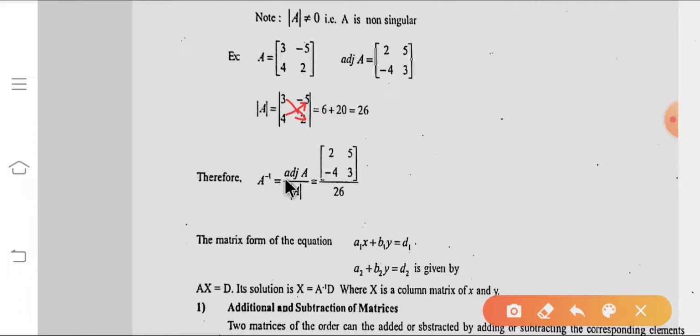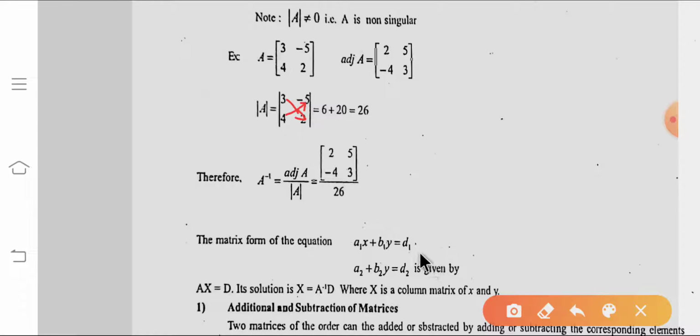So A inverse is equal to the adjoint of A divided by the determinant of A. The determinant value is 26. Now, how do we write the adjoint of A of order 2? We interchange the principal diagonal elements, that is 2 and 3 are interchanged, and change the signs of the other diagonal elements: minus 5 becomes 5, and 4 becomes minus 4.